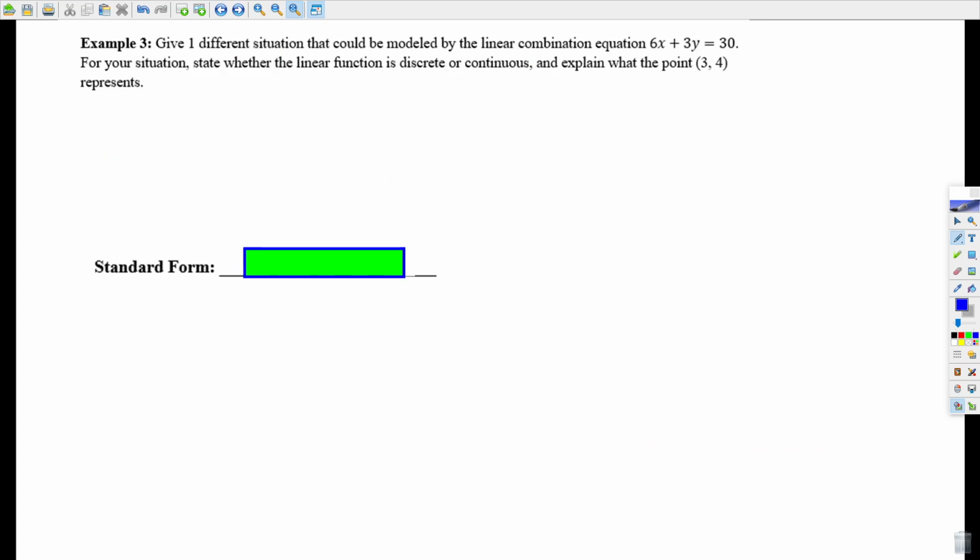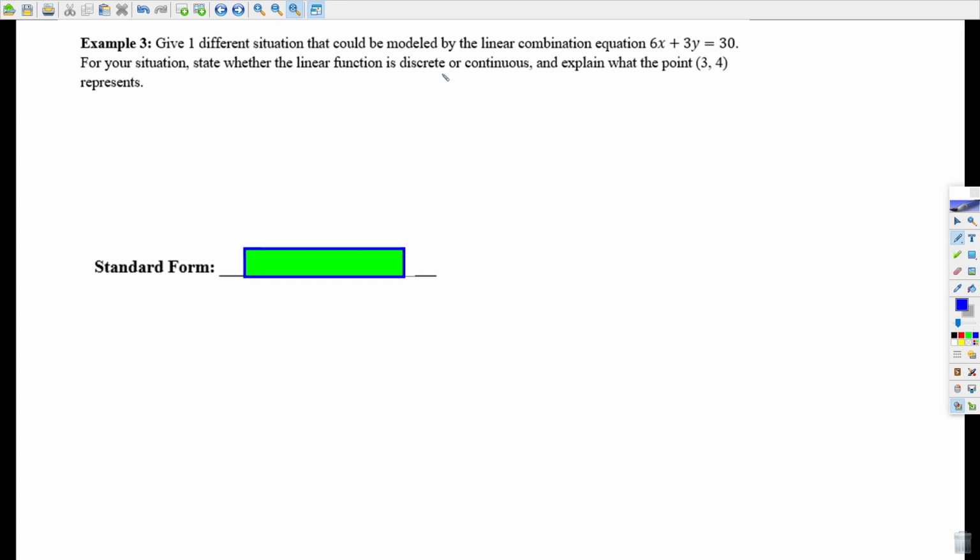All right, example 3. Give one different situation that could be modeled by the linear combination equation 6x plus 3y equals 30. So it kind of looks like the one we just did. Still equals 30, but now we have 6 and 3. For your situation, we're going to state whether the function is discrete or continuous and explain what the point 3, 4 represents. So we're just going to make up a story. I'm going to identify what all this stuff means, as well as the 3, 4. And the easiest way to usually come up with these is just to make up something that you're buying and see if it makes sense.